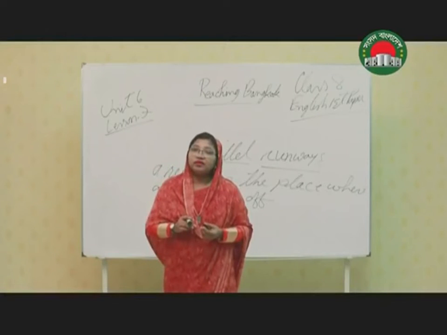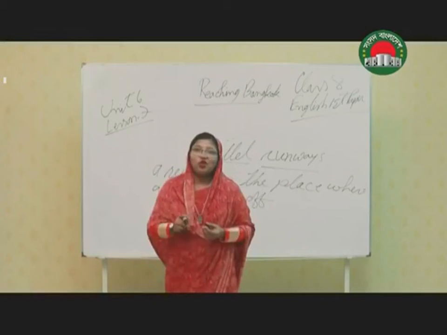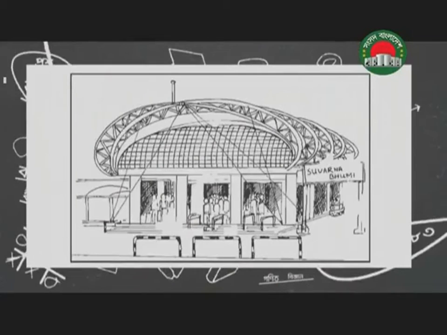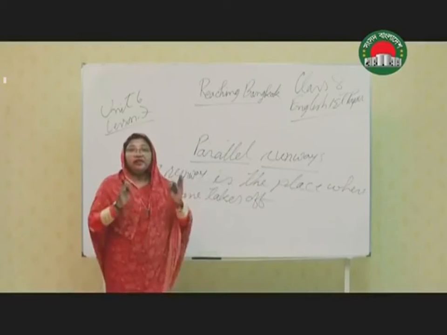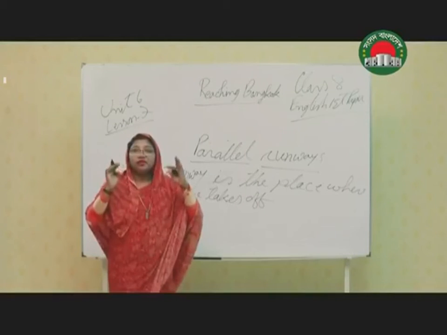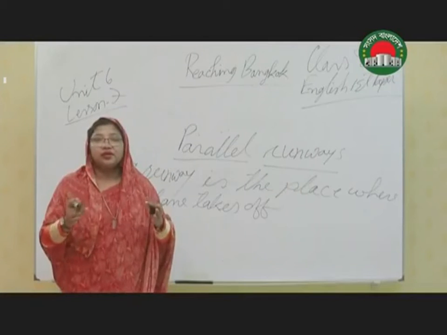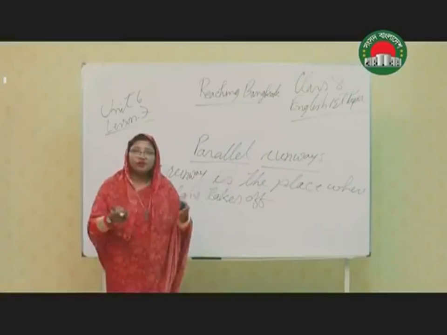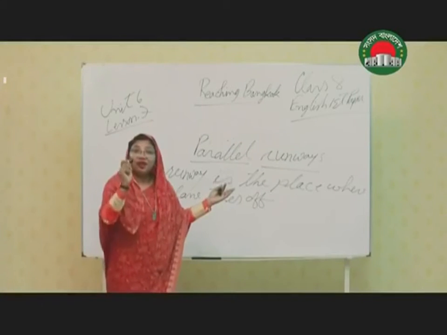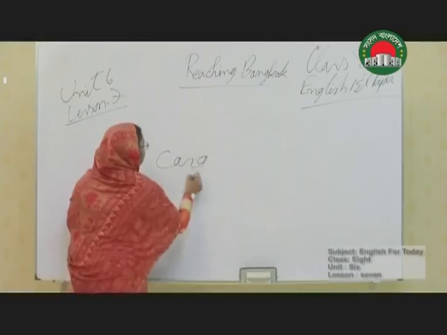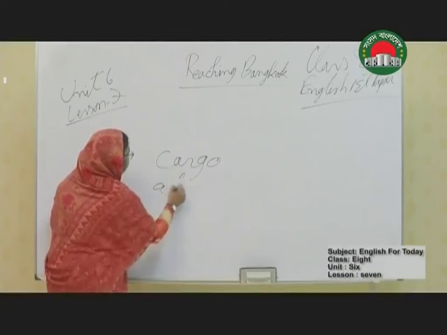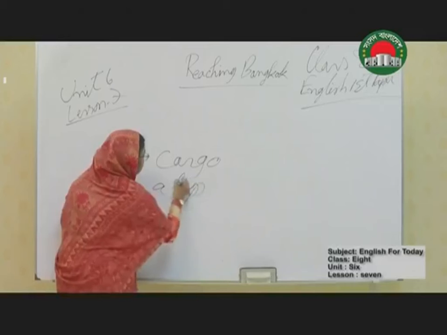Have you seen any cargo? No problem. Look at the picture. In the picture, you can see a cargo. What is a cargo? What is the function of a cargo? A cargo is a type of ship which carries goods. So clear? A type of ship, cargo, a type of ship.